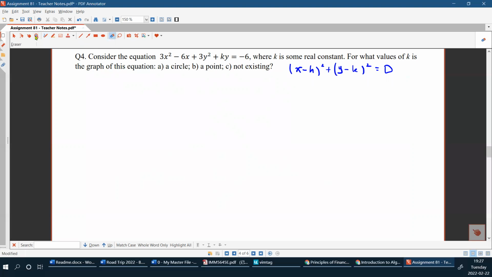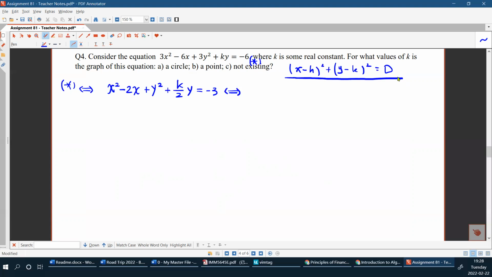Okay, so let's check if we can do this. First of all, note here the leading coefficient is not 1, right? In order to simplify this equation, first of all, we can divide both sides by 3. So let's label this with an asterisk. The original equation is then equivalent to x squared minus 2x plus y squared plus k over 2 y equals -3, which is equivalent.